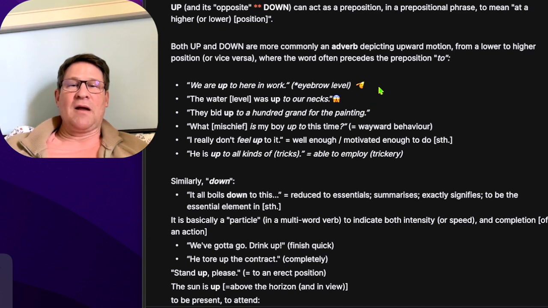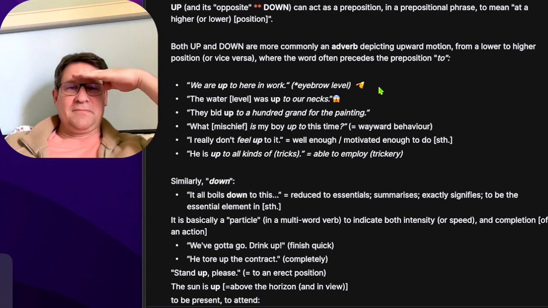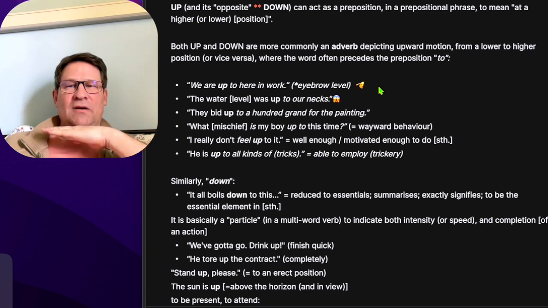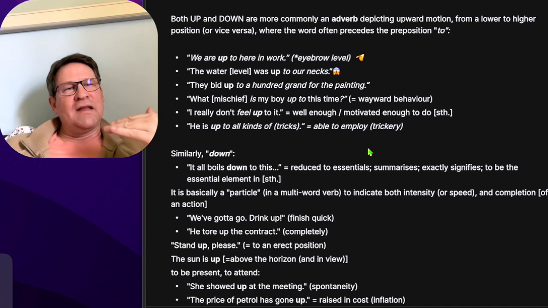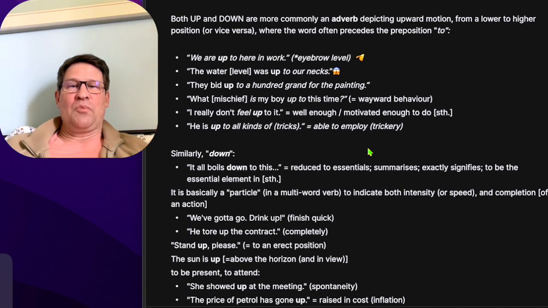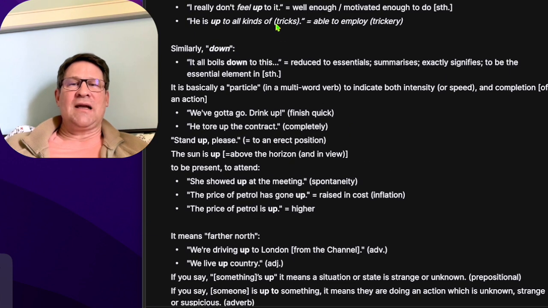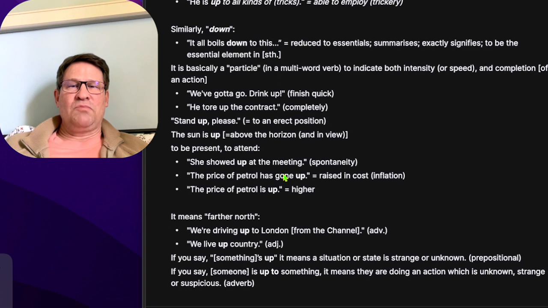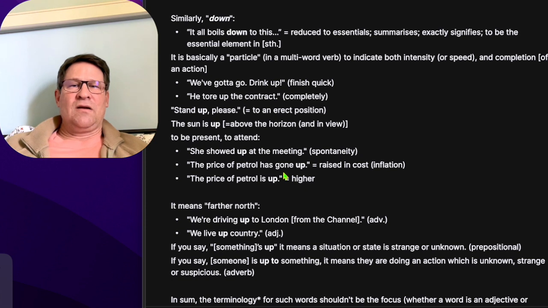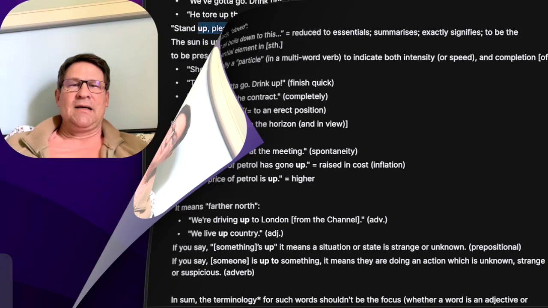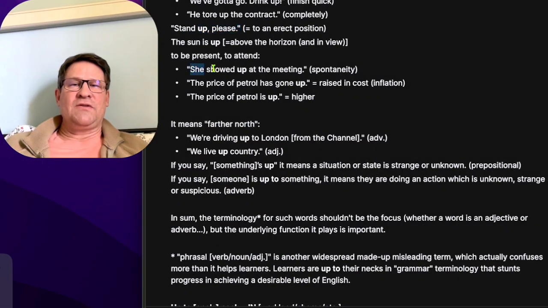If I say we're up to here in work, or the water level was up to our necks, we're talking about either the level or a motion upwards. We also have expressions like I don't really feel up to it. However, up also has the meaning of completion, also of speed, tempo. So if I say drink up, stand up, it can mean completely, but also quickly. And there's perhaps also a certain amount of spontaneity.